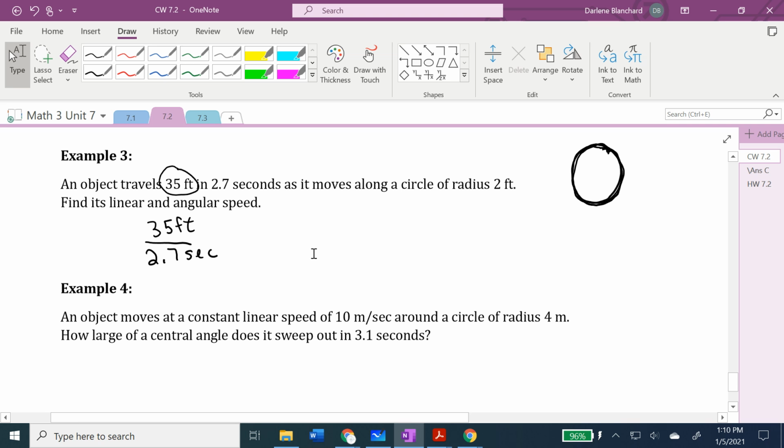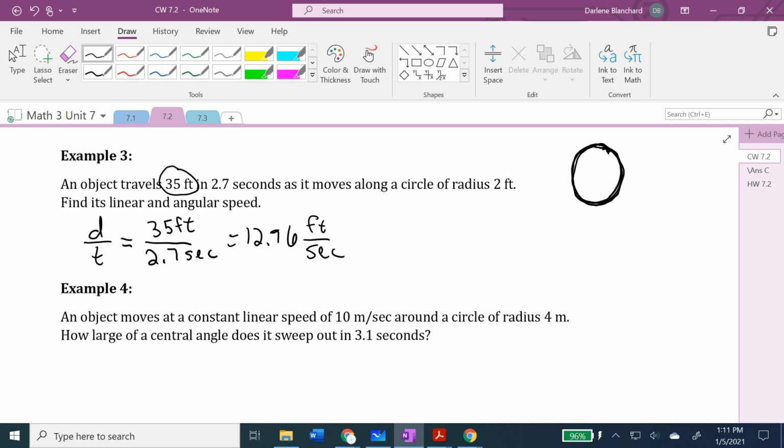So I want to make sure that this is making sense to you. I am doing distance divided by time, and it's linear distance divided by time. What is that going to give me? Distance divided by time is what thing? Oh, you're giving me the number answer. So I'm getting 12.96 feet per second. But what is that telling me? It is telling me the linear speed.